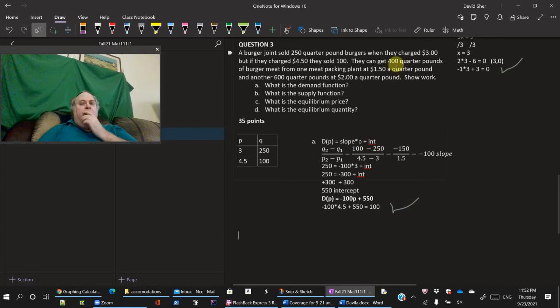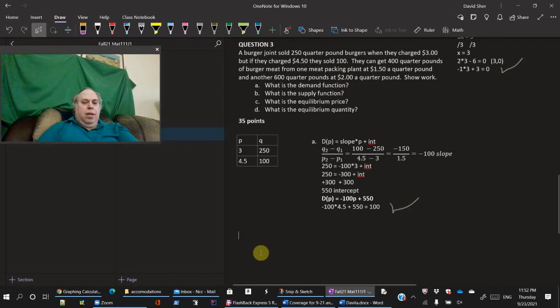They're either going to buy 400 at $1.50, or they're going to buy from both suppliers, the 400 at $1.50 and the 600 at $2. So this is part B, what we call a mixture problem. What I'm going to do is create a table with the price, the quantity, which is what we're going to build our supply function from, and also how much we spend in total.